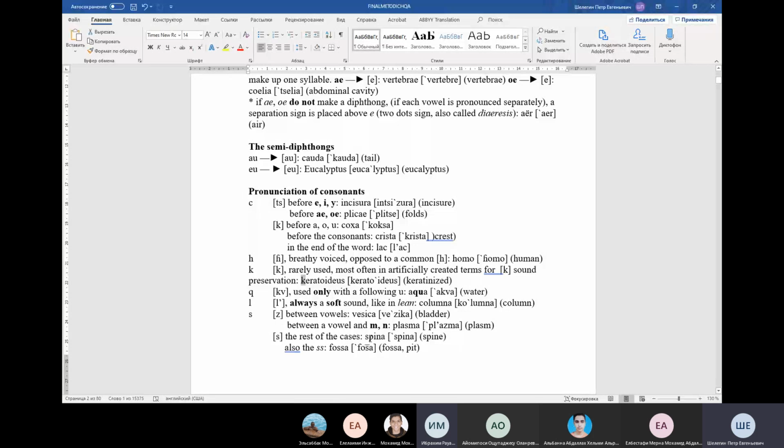In all other cases where the S is involved, it will be read as an s. Just s. Spina and fossa.